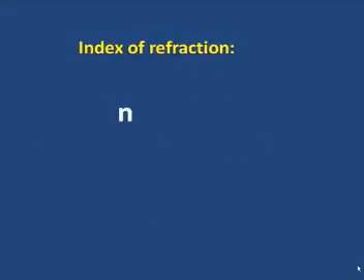And the index of refraction is given the symbol n, and it's defined as the speed of light in a vacuum divided by the speed of light in any medium. So for example, if the index of refraction for glass was 1.5, that would mean that light is 1.5 times faster in a vacuum than in glass.